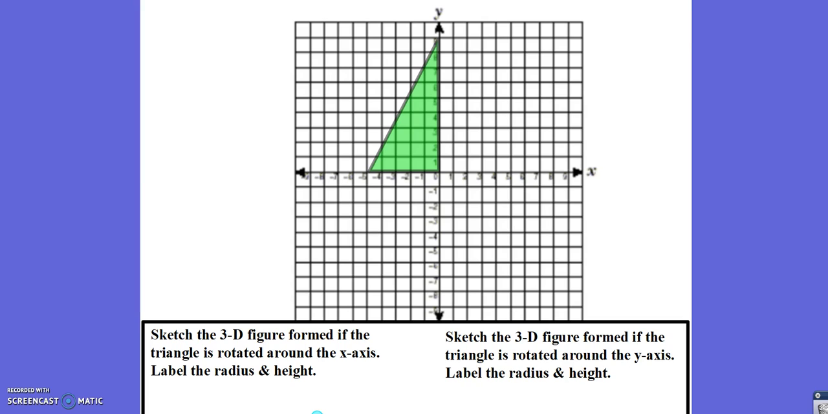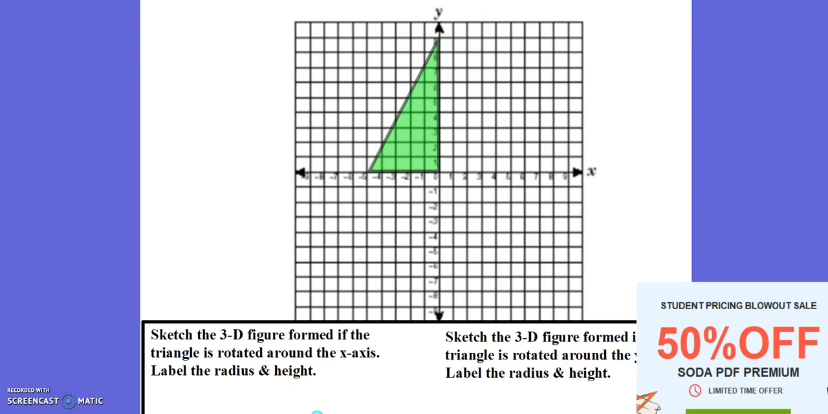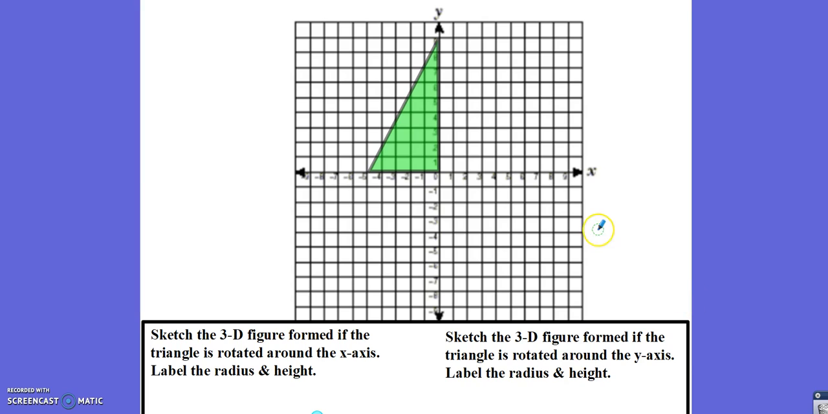Now this here is going to be somewhat of a new concept to you. We're going to start with a two-dimensional object, and we're going to rotate that object either about the x-axis or the y-axis, and then we need to figure out what kind of shape is created. Are we going to end up with a cone or a cylinder?